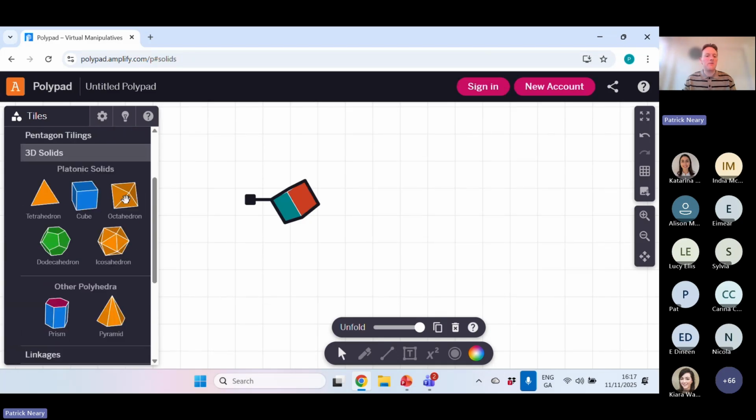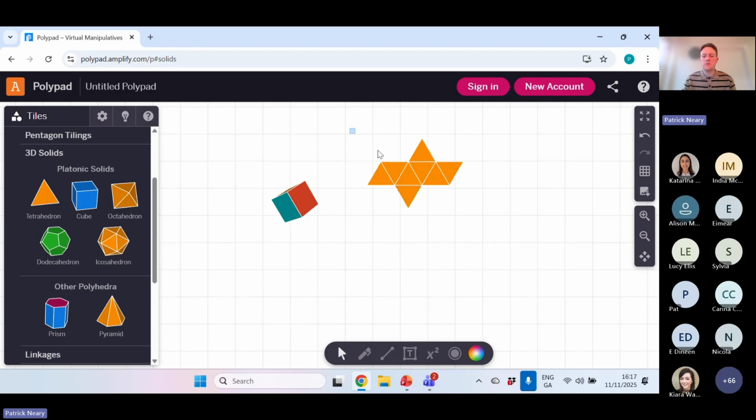So they have the octahedron there, and these different ones are here that you can fold and unfold to see what the nets look like. But you can create them anytime they come up in the book. We'll have them there for you.